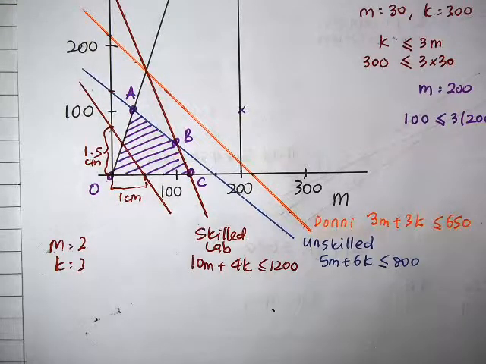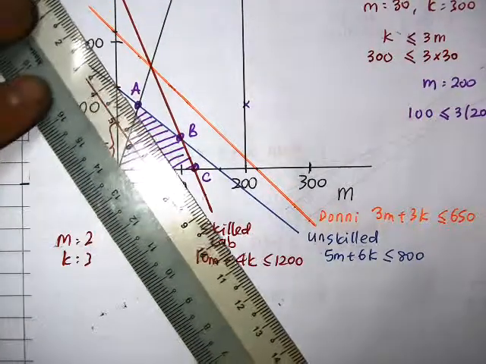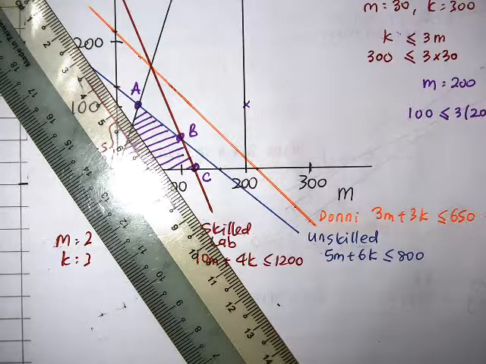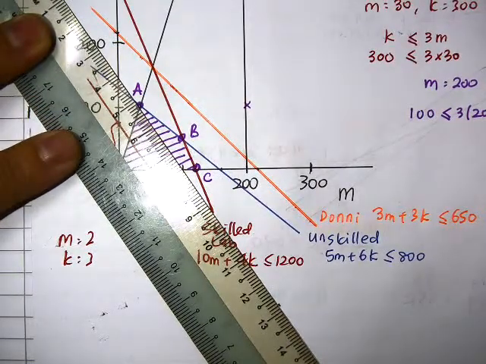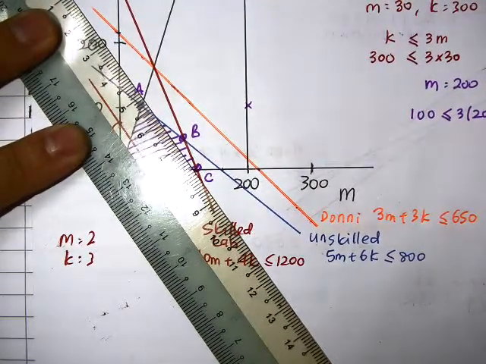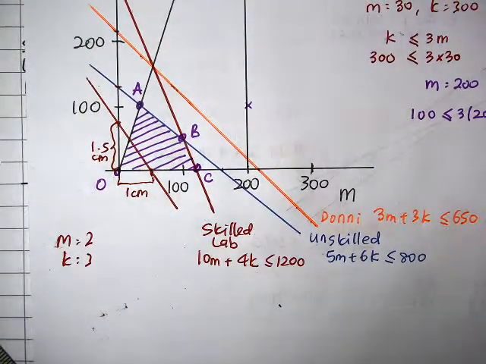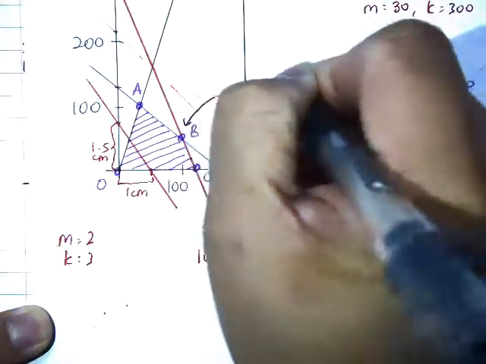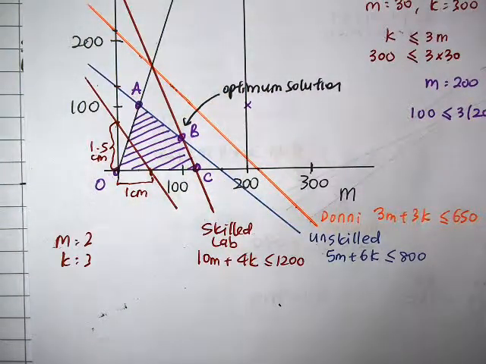Because this is not the answer. This line only helps you to find the answer. So what you do now is take the ruler, put it on the line, then push it until the last point. When I push, I will hit A. When I go further, I'm going to hit C. So now it's very obvious the answer is B. In this case, we can see B is your optimum solution.